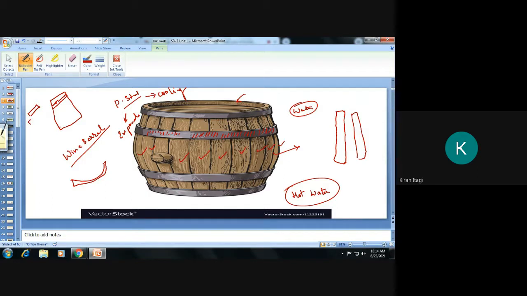Okay, it will expand. Afterwards, what they do is insert this steel band into these wooden stakes, and it will come up to this point. After coming to that point, what they will do is cool down that steel band. After cooling down the steel band, what happens?